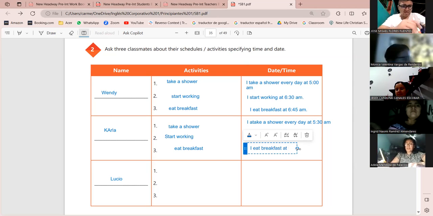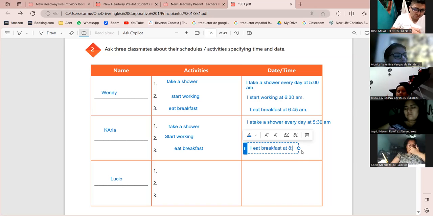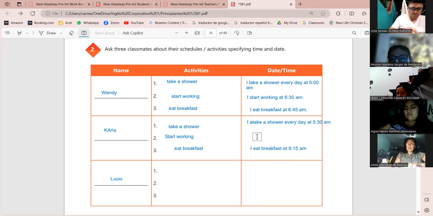I eat breakfast... Ay, es que el número 20 me olvida cómo pronuncio. Ajá. 8:15. Ah, ese sería 15. Sí, sí, el 15, 8. Ok, 8:15 a.m. Ok, thank you very much.